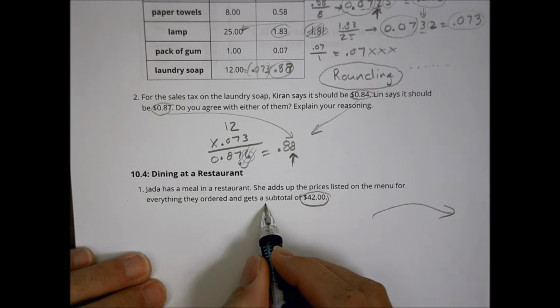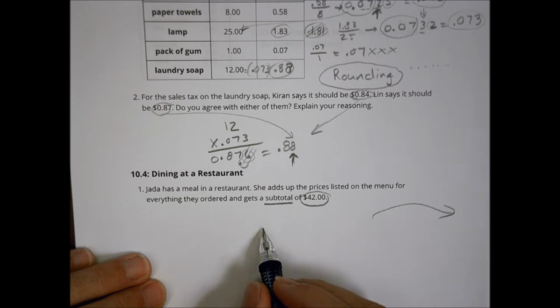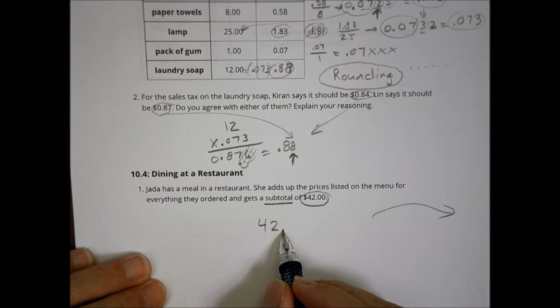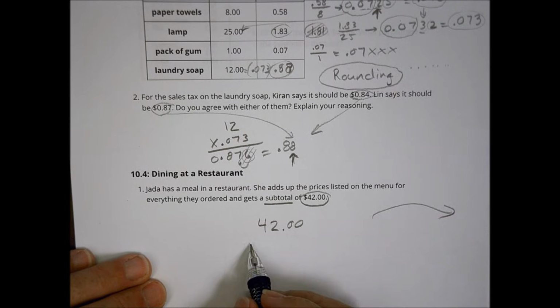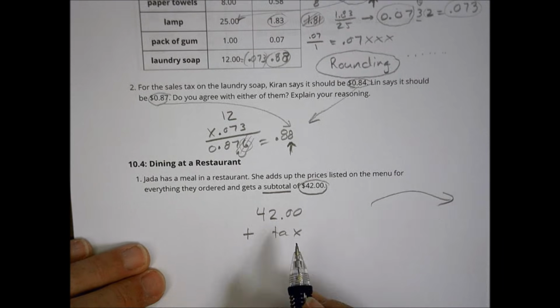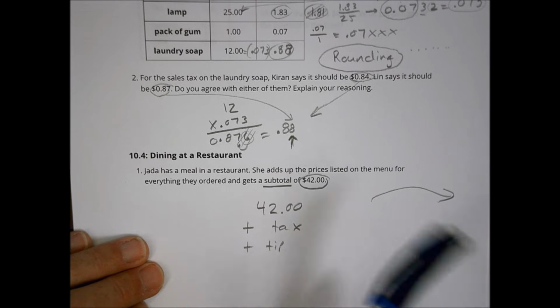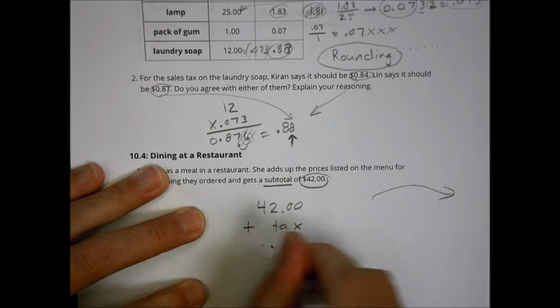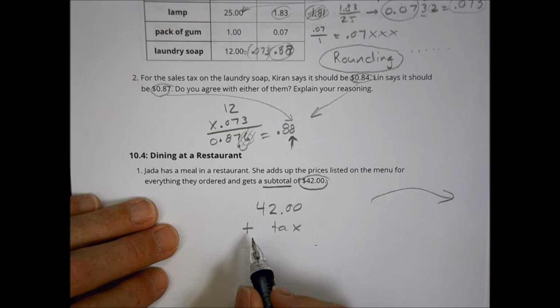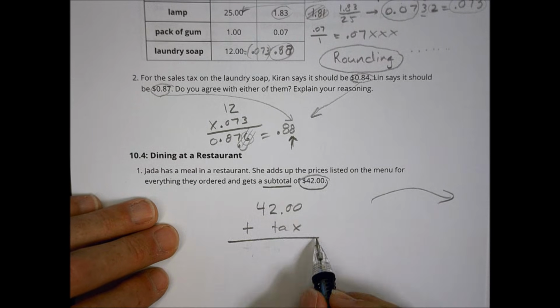Now, if you're not sure what a subtotal is, that means it's going to be your bill, but to that, you're going to have to add an amount of tax. You might also add a tip, but before you get to the tip, maybe we can stop there. We won't go there quite yet, but you're going to at least add a tax to that bill and that's going to become your total.